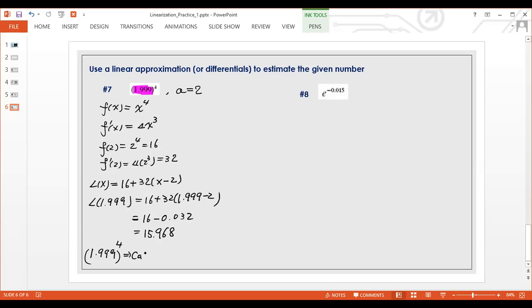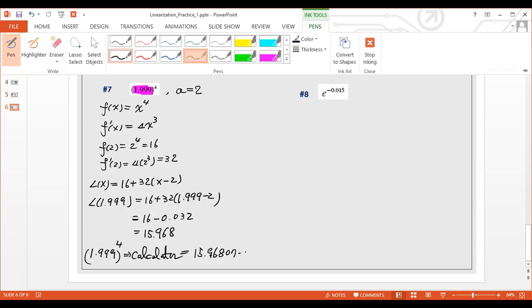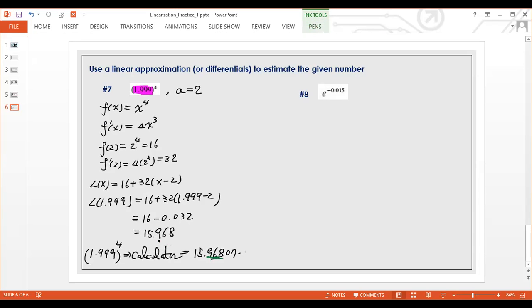Okay, so if I use the calculator, if you want to see how close this one is, if you put this into a calculator, what will you get? You will get 15.9680759 something, right? So see here, they are close all the way to the third decimal. So it's really a very good approximation here.